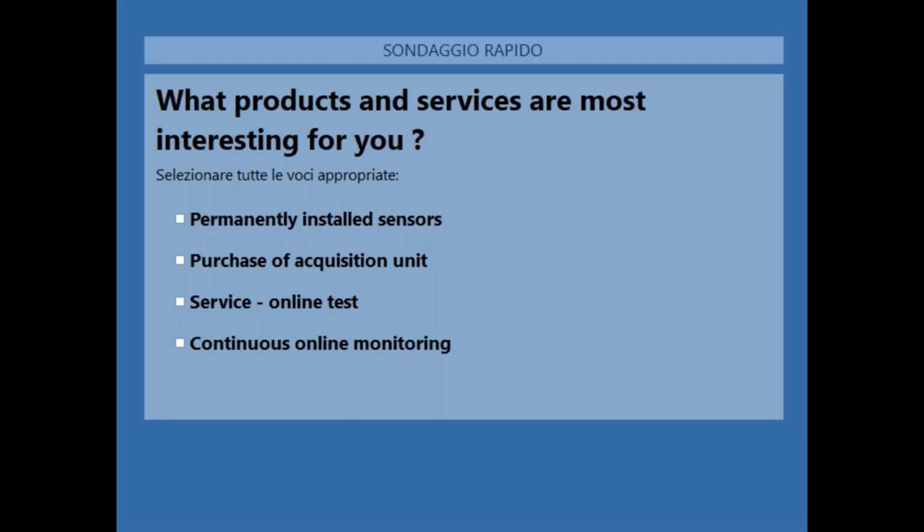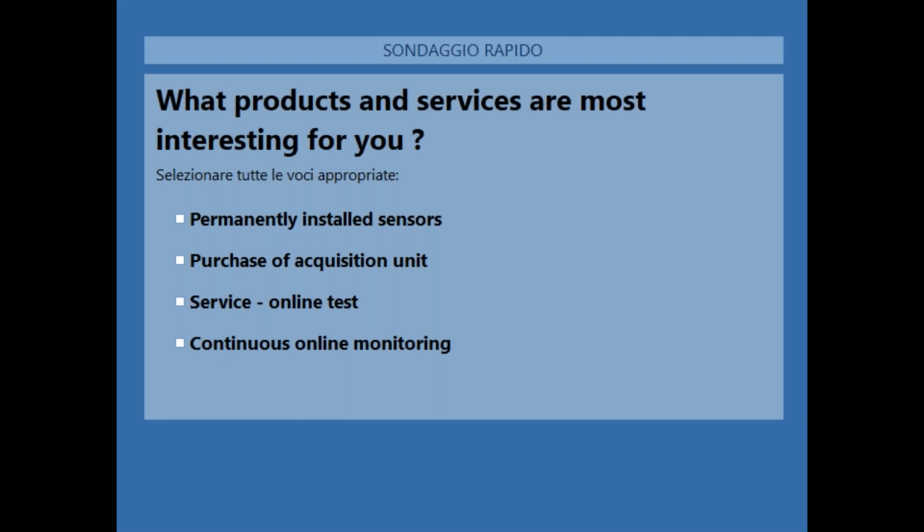Is it permanently installed sensors, which would enable our service engineer to do a test without stopping the machine? Or is it the purchase of an acquisition unit so that you can do tests yourself, maybe just the acquisition? Or is it a service through an online test, a pure service, or is it continuous online monitoring? So these are 4 ways how you can be more careful, more focused on your generator or a motor.